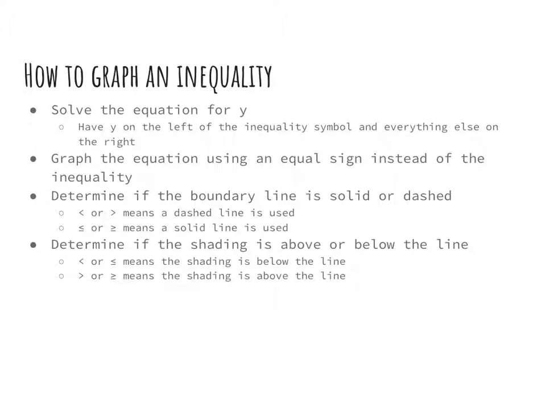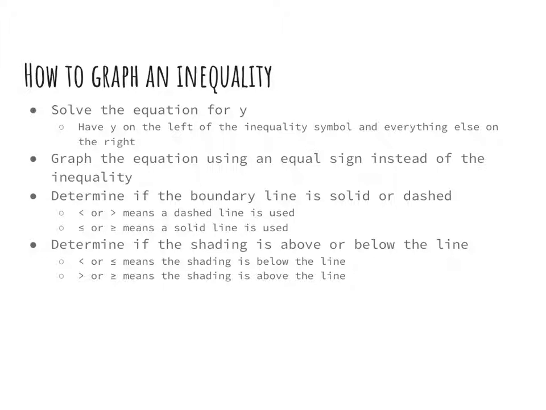So how to graph an inequality? First of all, solve for y. Have y on the left side of the inequality symbol, everything else to the right. Then you're going to graph the equation using an equal sign instead of an inequality. So you would graph it just like you would graph any other line. From there, you determine whether your boundary line is solid or dashed. Basically, if it's got the or equal to on it, it's a solid line. If it doesn't, then it's dashed.